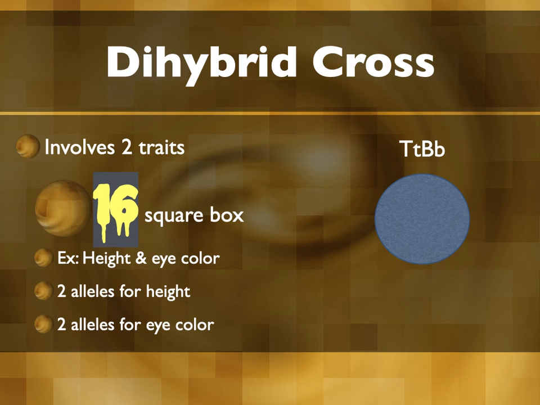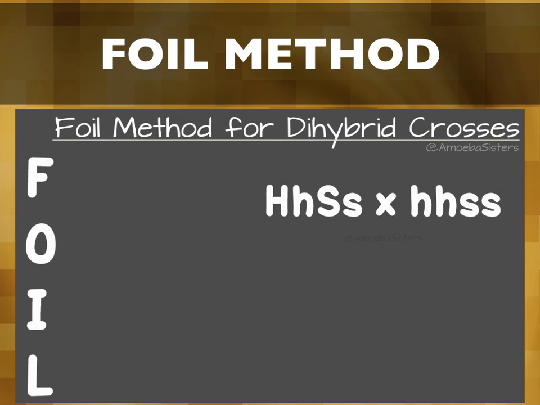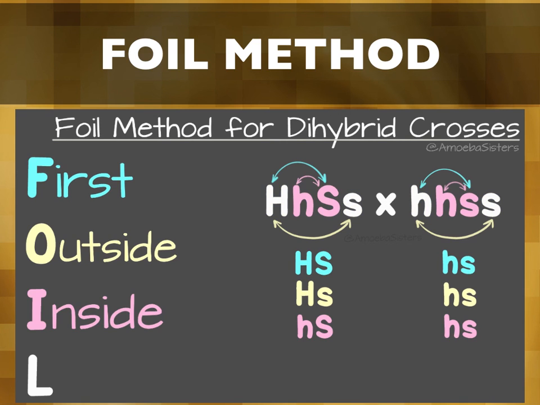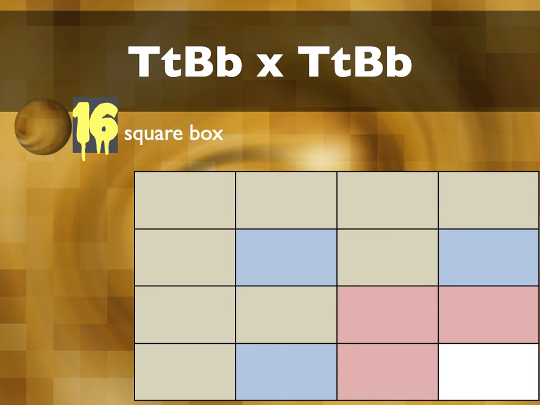That leads us to something else you'll need to know, the dihybrid cross. This involves 2 traits, and it's not a 4-square box, it's a 16-square box. Example, height and eye color. You have 2 alleles for height, and you have 2 alleles for eye color. We're going to do tons of practice problems. But you'll need to understand the FOIL method, which is from math, and it's first, outside, inside, and last. Your 16-square box will look like this. I have that color-coded for a reason that I'll explain in class.